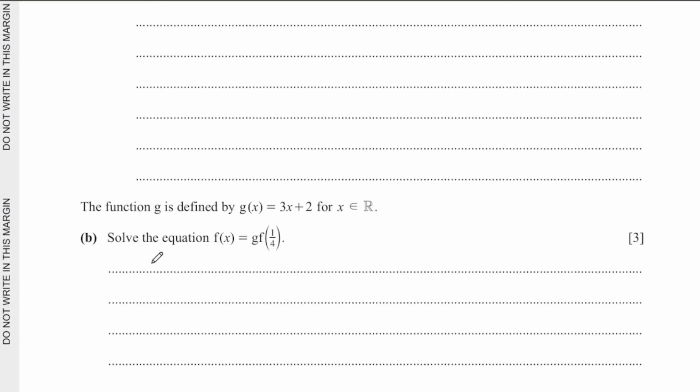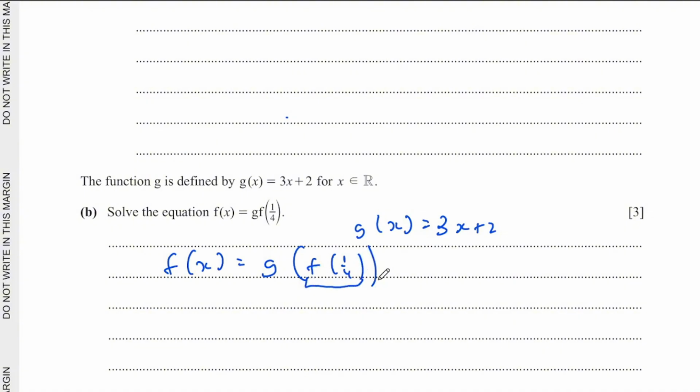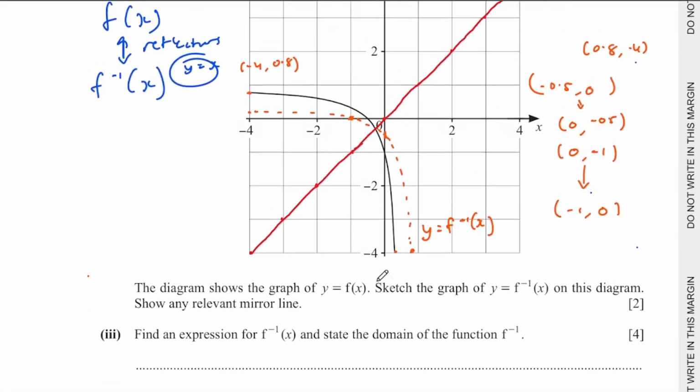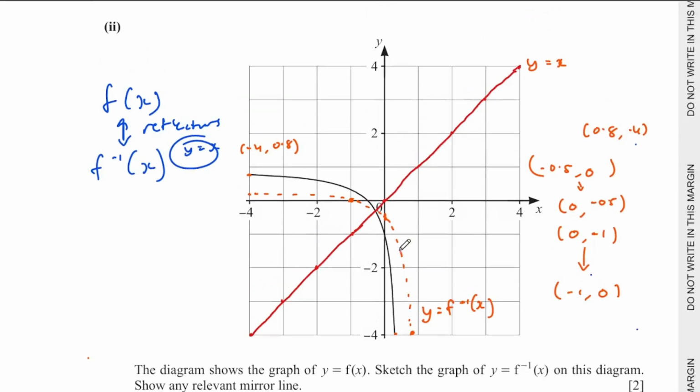Then for the next one, the function g is defined by g of x equals 3x plus 2, and solve the equation f of x equals g f of 1 over 4. So for this we need to find what f of 1 over 4 is. We can go to our graph, and 1 over 4 is just about here, right? And we get that f of 1 over 4 is negative 4.